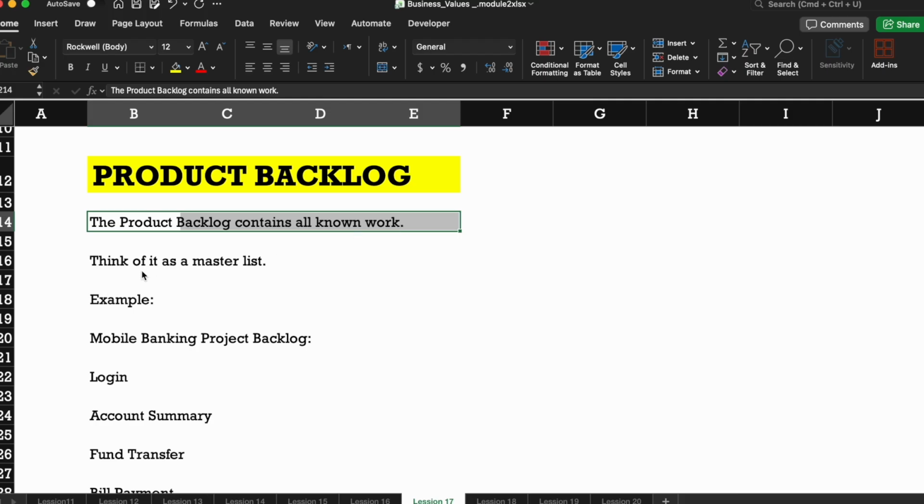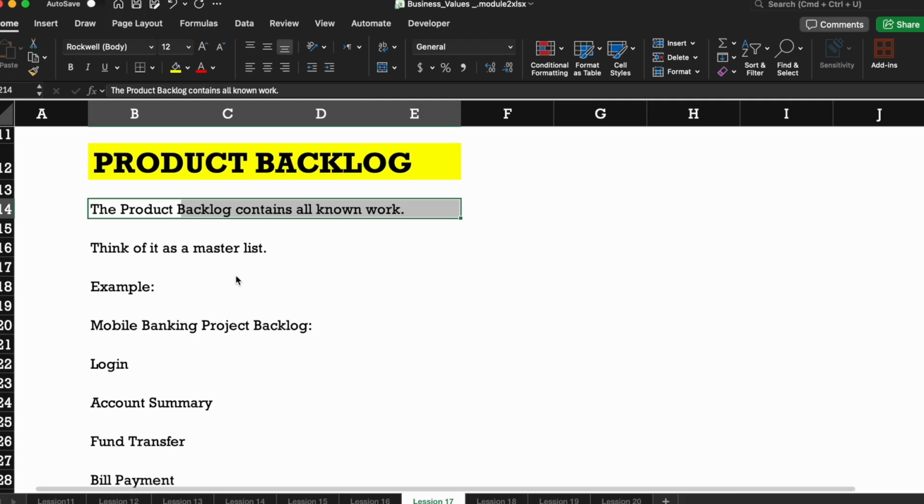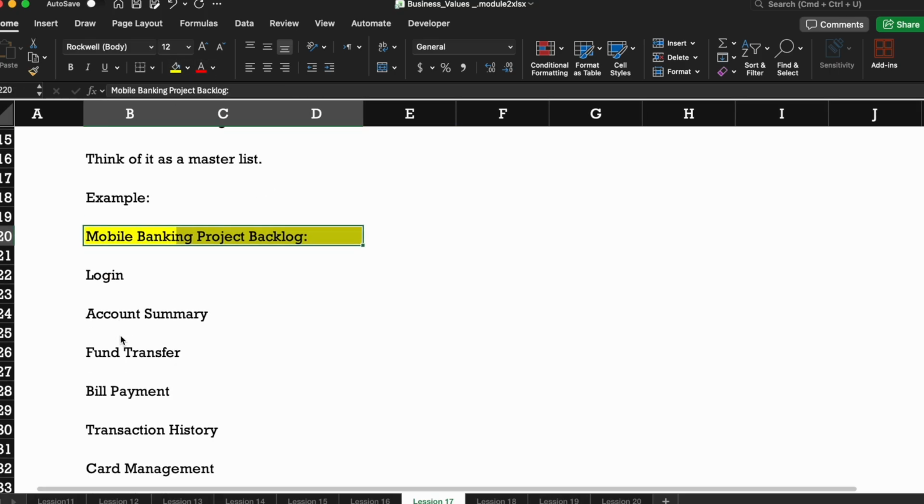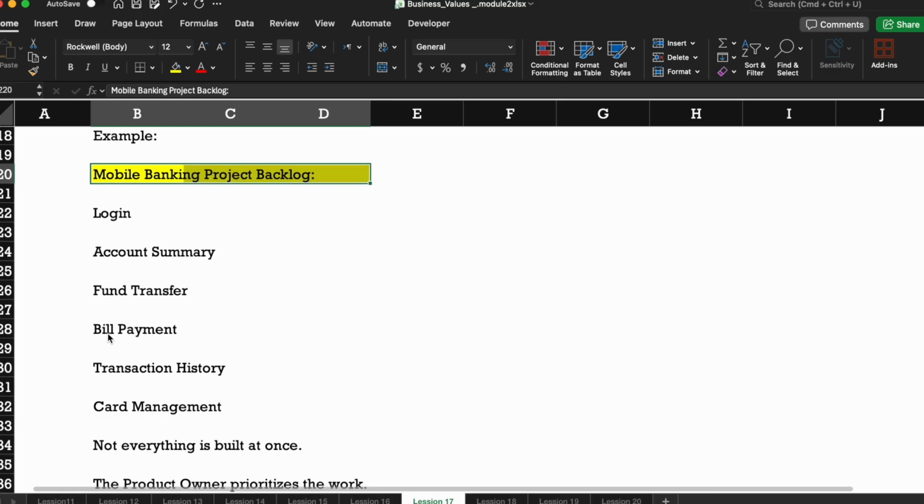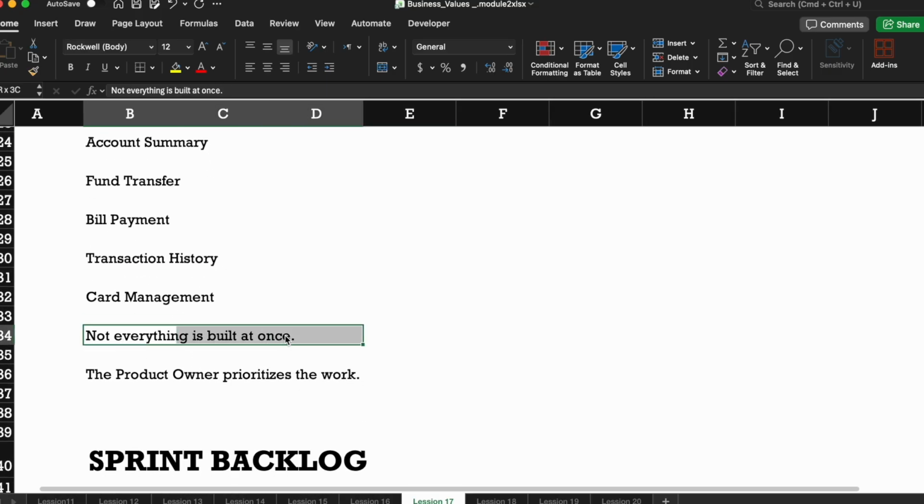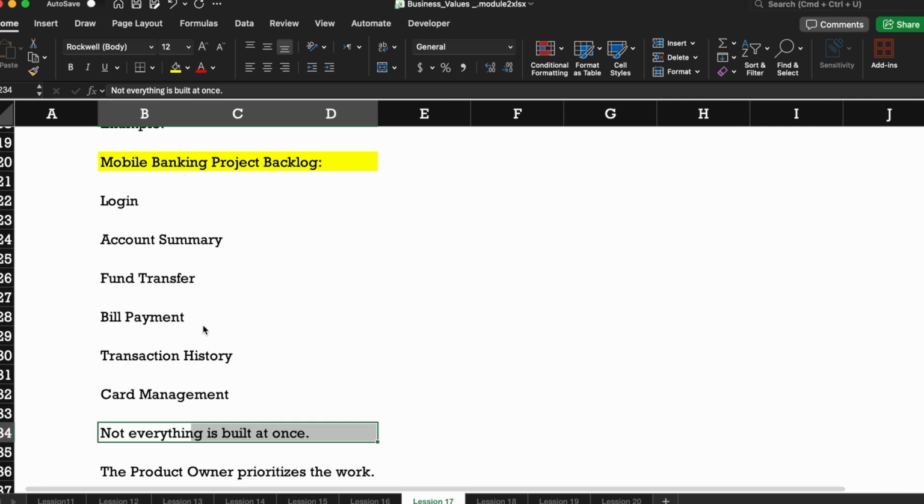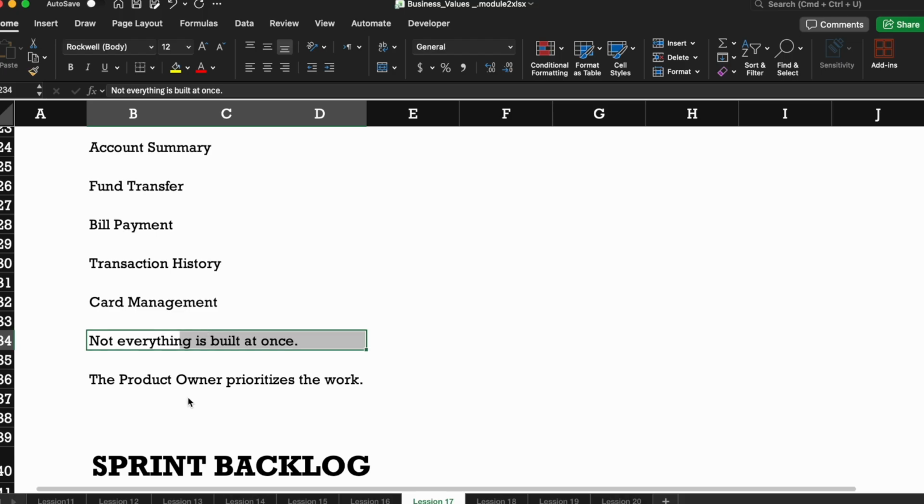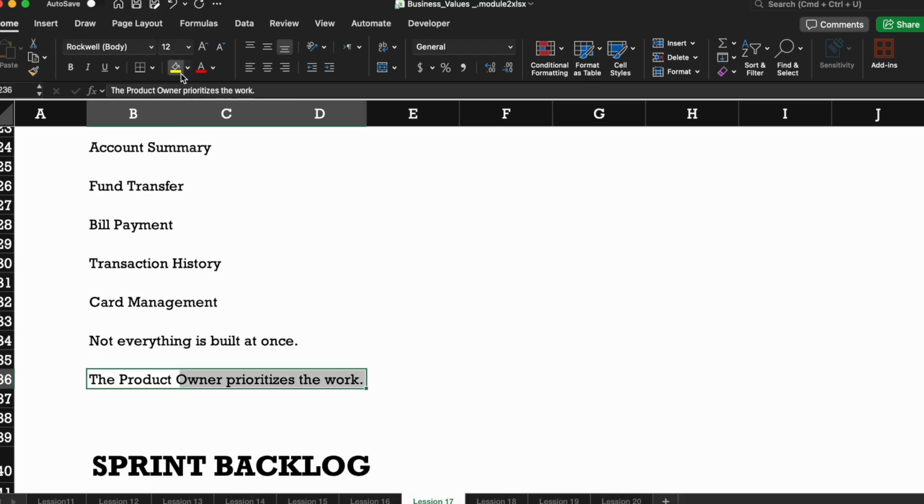Okay, so think of it as a master list. Mobile banking project backlog: login, account summary, fund transfer, bill payment, transaction history, card management. Not everything is built in one sprint. So there are different project scenarios and use cases here in the backlog, right? The product owner prioritizes the work based on the release.